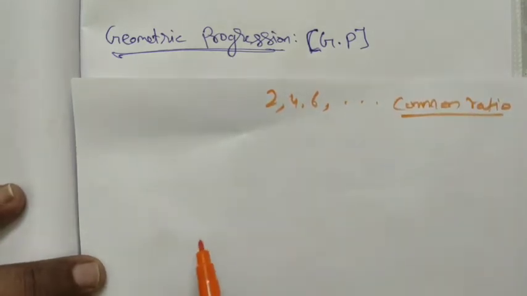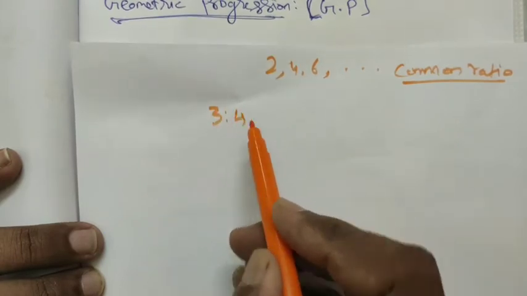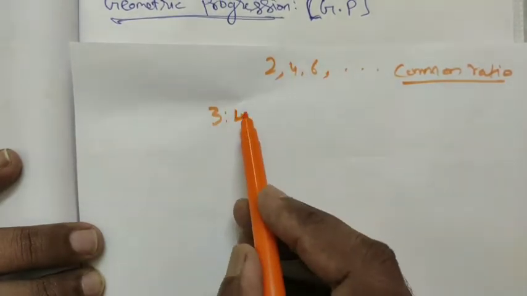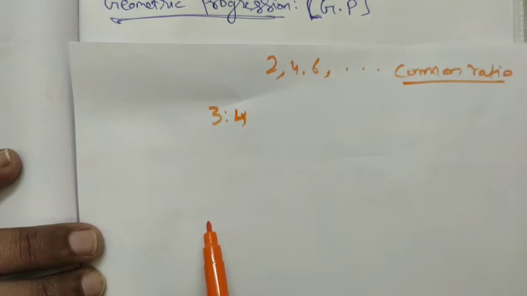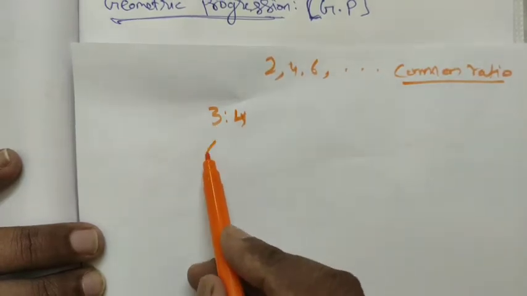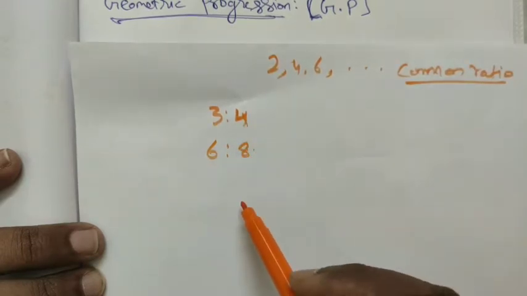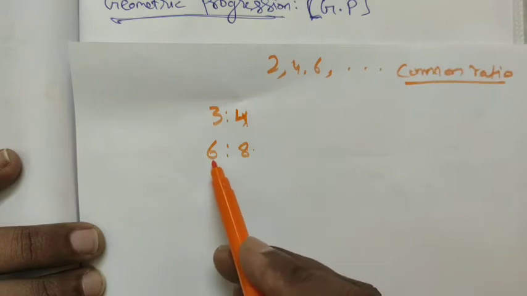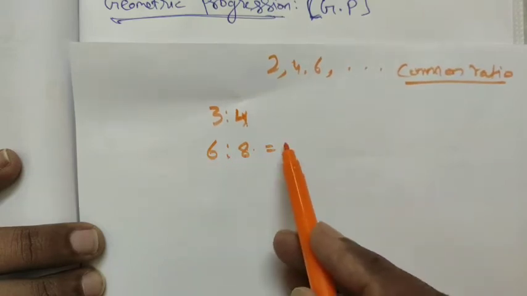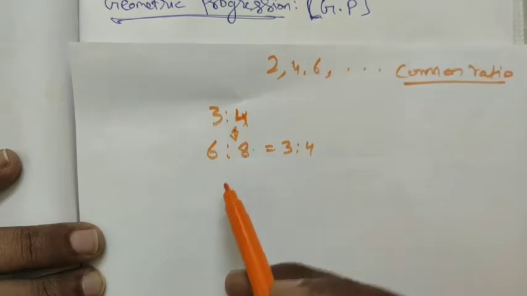Let's see. For example, let me take the numbers 3:4, the ratio, right? 3:4 is the ratio. If I multiply these numbers by 2, it means 6:8. Are these two ratios equal or unequal? First we see that it can be reduced. If I reduce this, I get 3:4. Then these two ratios must be equal.